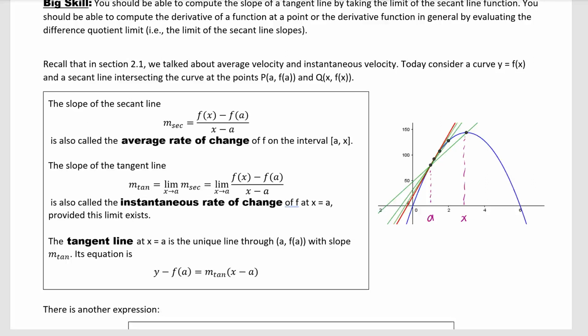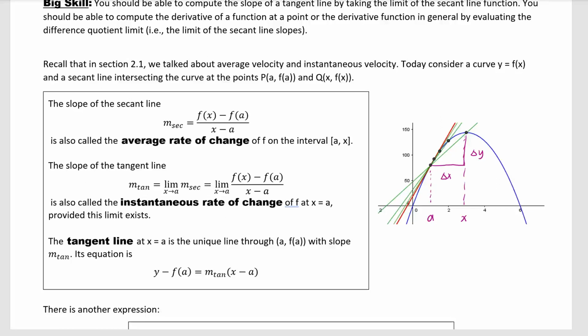Okay? So the slope of the secant line we know is change of y over change of x, right? This is change of x, that is change of y, okay? So change of y is f of x minus f of a, and change of x is x minus a. So this is the slope of the secant line, also called the average rate of change, okay? If we're talking about displacements, then this is average velocity. If we're talking about population, then this is average growth rate, okay? So this is the average rate of change of f on the interval from a to x.